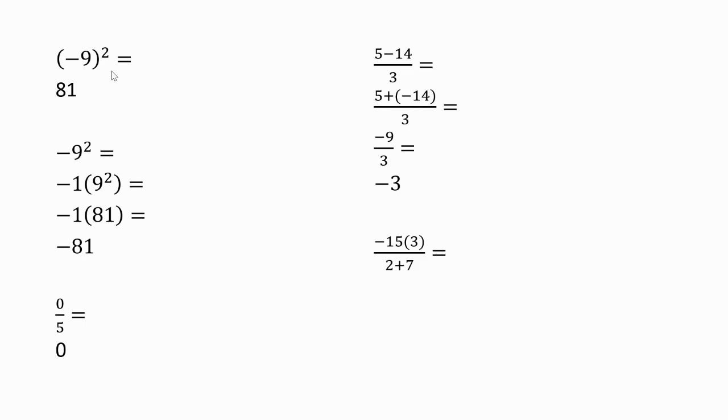All right. So same thing. Treat that division line like parentheses and do the top and the bottom first. So I'm going to get negative 45 on top, and then I'll just add on the bottom, and I get negative 5.